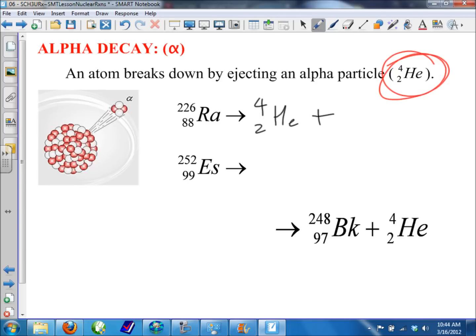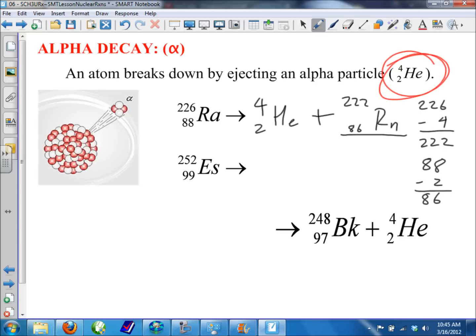From there, we've got a new product. Now, remember, the masses have to stay the same. So we know on the left-hand side, the mass is 226. We know the mass on the right-hand side is 4. Therefore, the new mass of our particle has to be 222. Let's say we're talking about the atomic number. We know the atomic number on the left-hand side is 88. And on the right-hand side, we know the alpha particle has 2 protons associated with it. Therefore, our new product is going to have 86 protons. And if we take a look on our periodic table, we'll see that corresponds to radon.